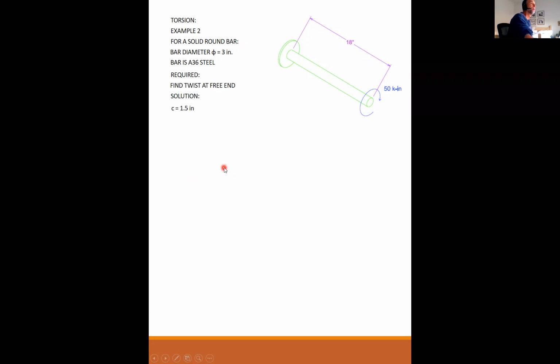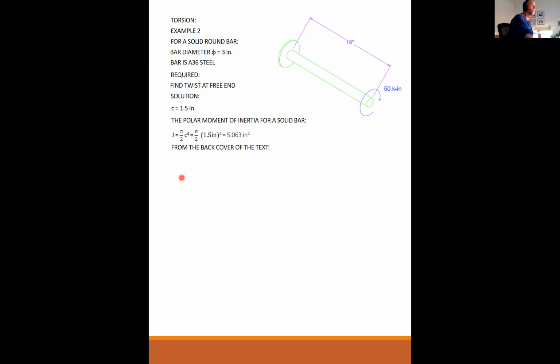Solution. Okay, if the bar is a 3-inch diameter, then the radius is 1.5 inches. So the polar moment of inertia for a solid bar, J, is pi over 2 c to the 4th, which is pi over 2 times 1.5 to the 4th, which is 5.063 inches to the 4th. Because of this to the 4th, these get really big or really small really quick. It's amazing how much larger a 1.5 inch radius is compared to a 1/2 inch radius. It's really crazy.